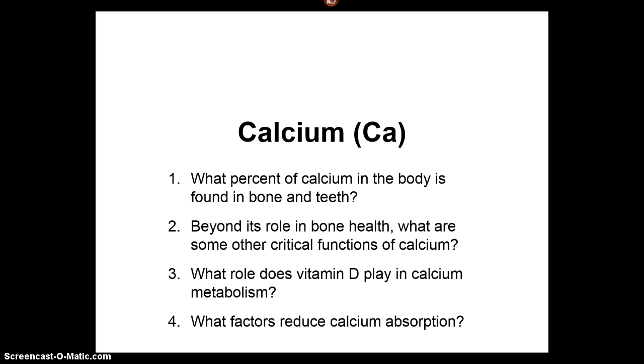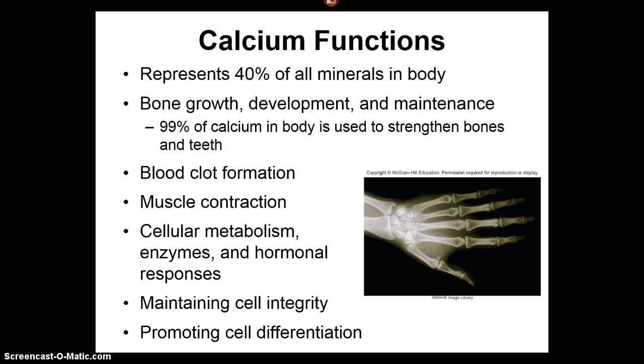And we have a lot of calcium stored in our bone and our teeth, and calcium really is involved in the mineralization of bone. And vitamin D is a critical nutrient because it tells the body how much calcium to absorb. So 40% of all the minerals in our body are calcium, so it's the most abundant mineral found in our body. And 99% of all that calcium in our body is found in our bone and our teeth.